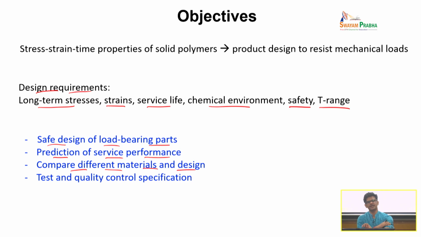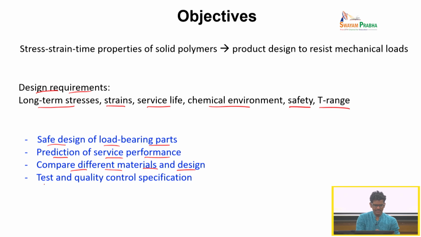Maybe you want to make a product with high density polyethylene. The same product you can make with polypropylene also, right? So you have different kinds of material choice. Doing this kind of stress strain relationship or mechanical property testing allows you to compare the properties of two or many materials. And finally, to test and make sure the quality control specifications are met. So these are the larger objectives of why we should look at the stress strain time dependence for solid polymers.